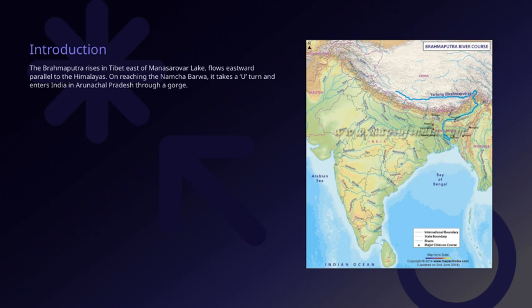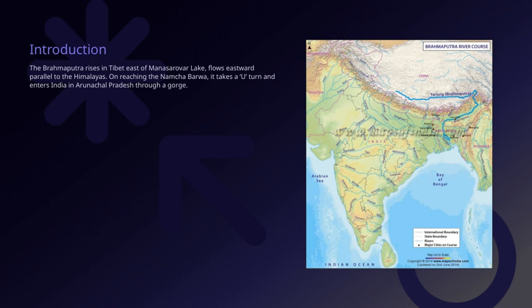This region is quite fascinating because the river maintains a steady course alongside these towering mountains. Now, a key point here is what happens when the river reaches a place called Namcha Barwa. At this point, the river makes a dramatic turn, what we call a U-turn, and then it enters India. It does so through a gorge in Arunachal Pradesh. This geographical feature is really important because it marks the transition of the river from Tibet into Indian territory.